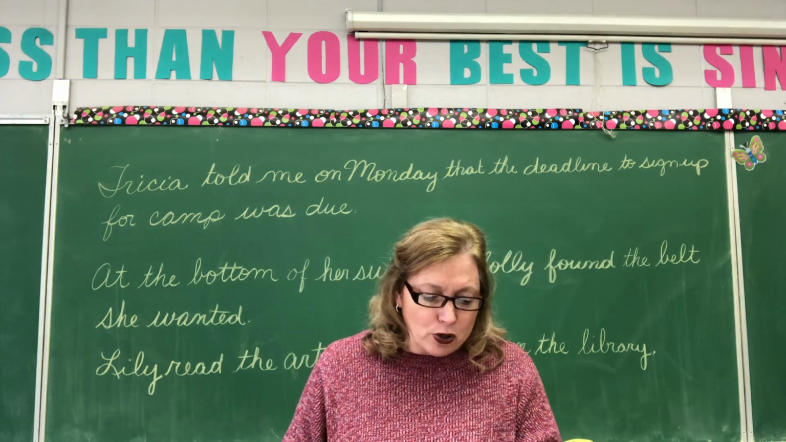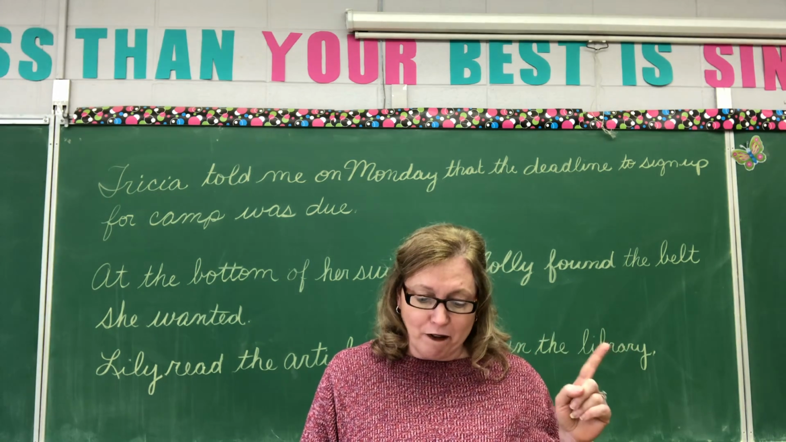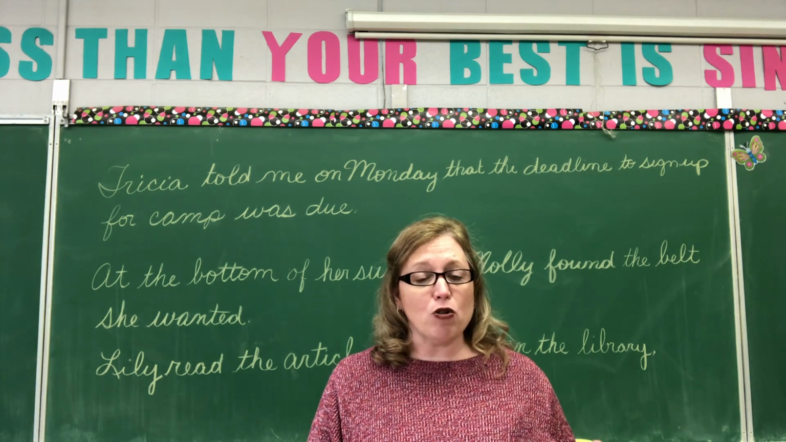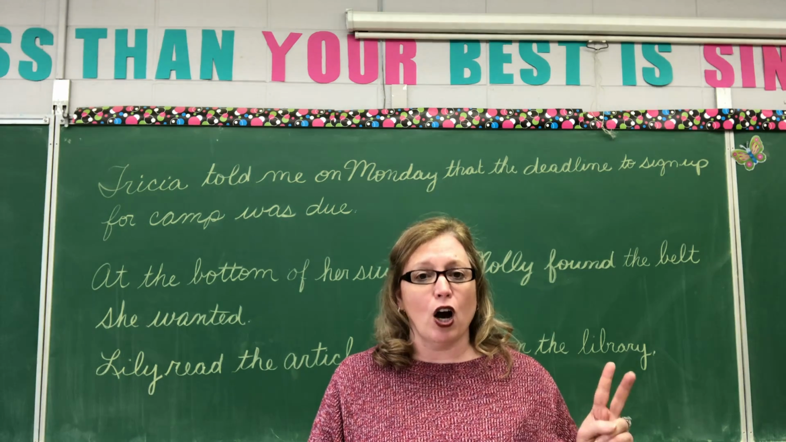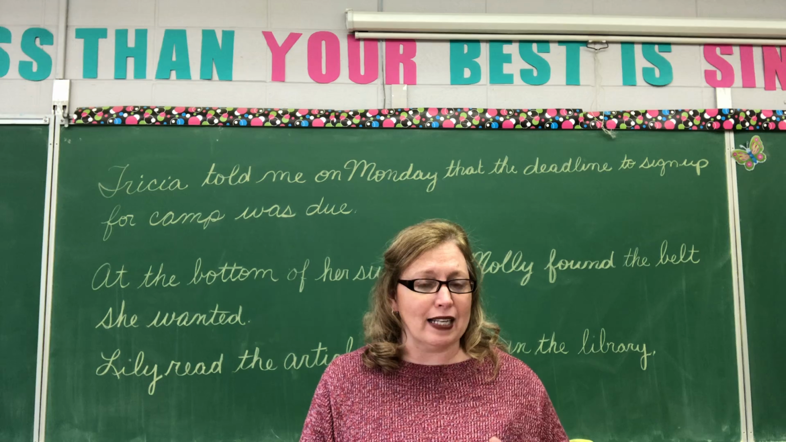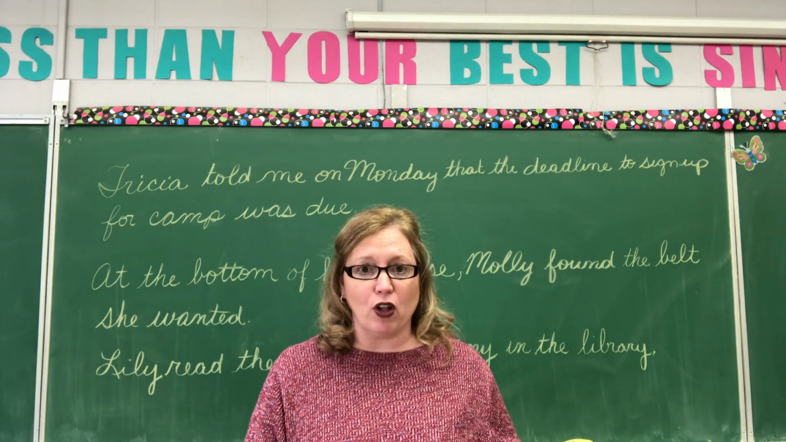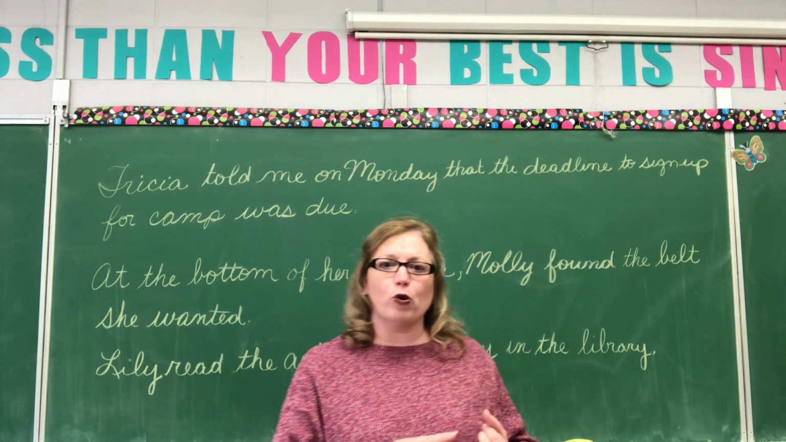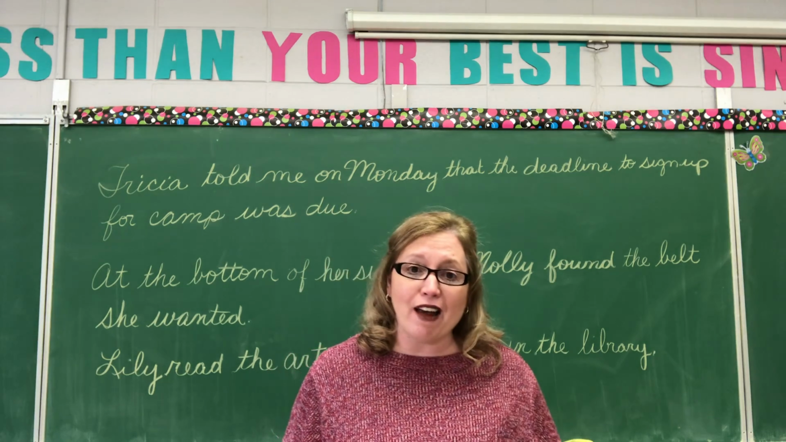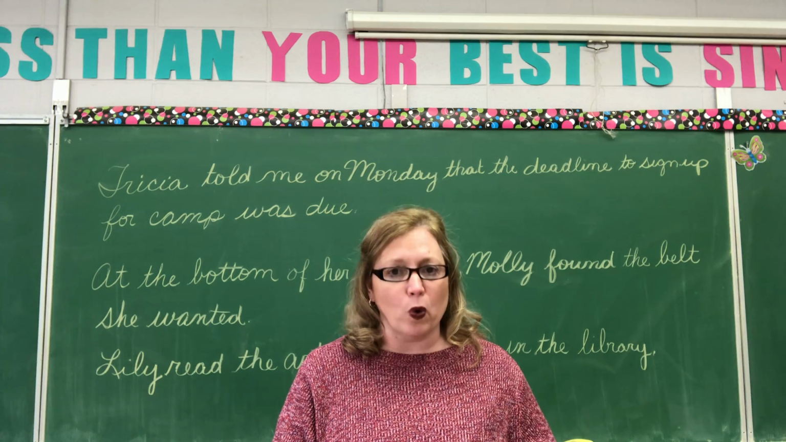Let's look at exercise B. Here we're going to underline the dependent clause. Once we find it, we're going to identify it. Is it a noun clause? If it is, it's acting as our subject, our direct object, our indirect object, our object of the preposition, or an appositive. Or it could be an adjective clause. If it's an adjective clause, then it's describing a noun or a pronoun. Or it could be an adverb clause. If it's an adverb clause, it's describing a verb, an adjective, or another adverb.